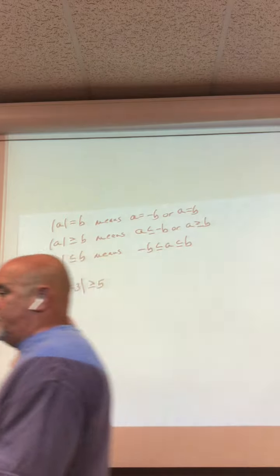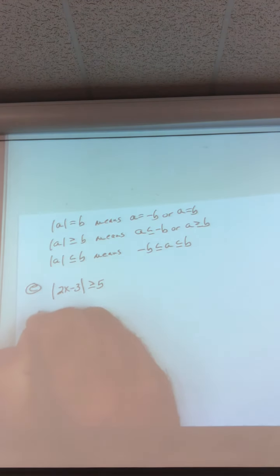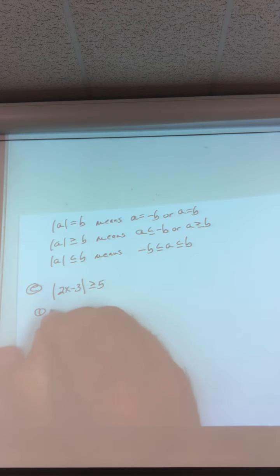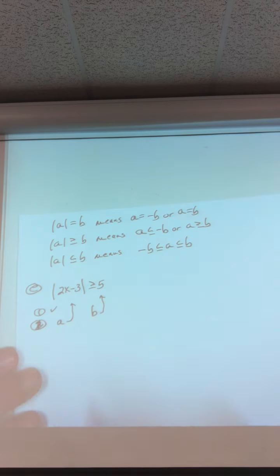Follow the steps. Step 1, isolate the absolute value term. It is. Step 2, identify A and identify B. So A is the 2x minus 3, B is the 5.